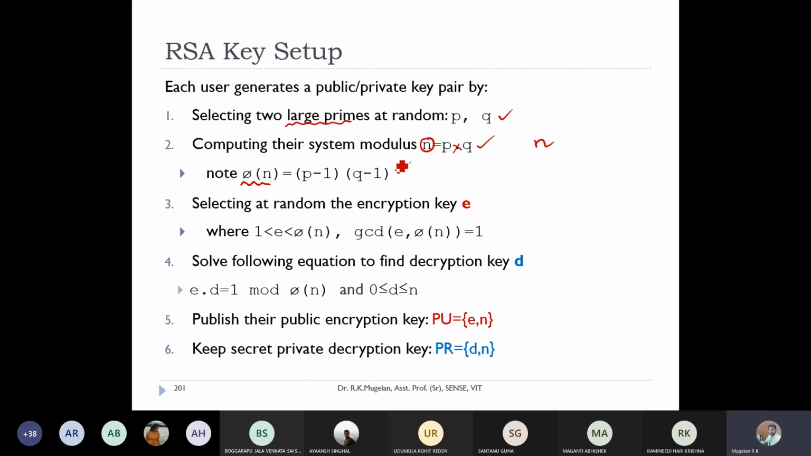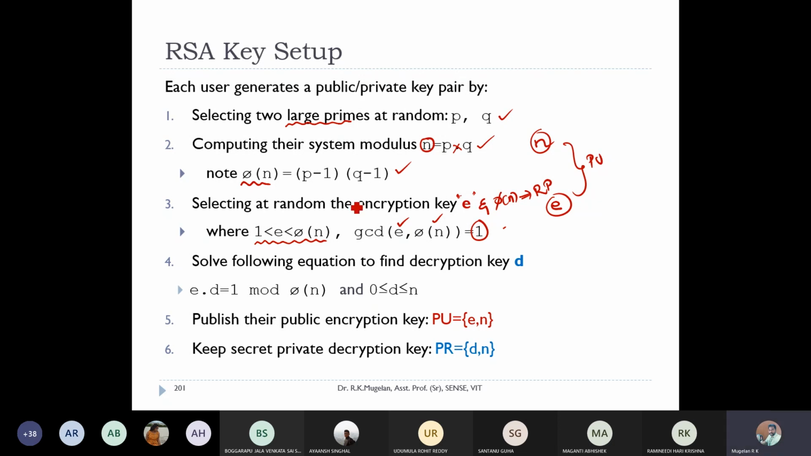Now I come to the generation of my encryption key, or the public key. E is a public key and it has to be a random number chosen under two conditions. One condition is that the E you choose should lie between 1 and phi of n. That's why you are computing phi of n here. So E should lie between 1 and phi of n, and the GCD of E and phi of n should be 1. Or I can say E and phi of n are relatively prime to each other. Now I got my value of E in this step. So with these two, I got my public key.